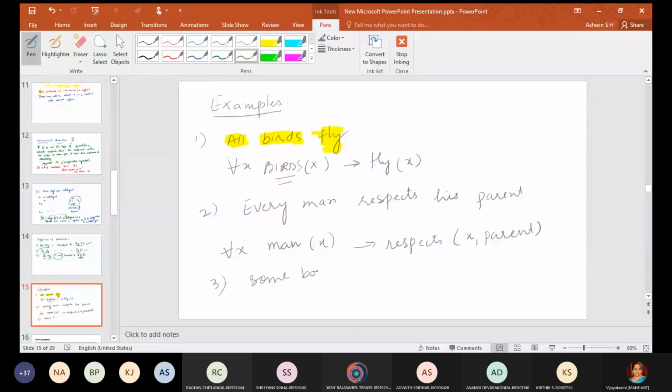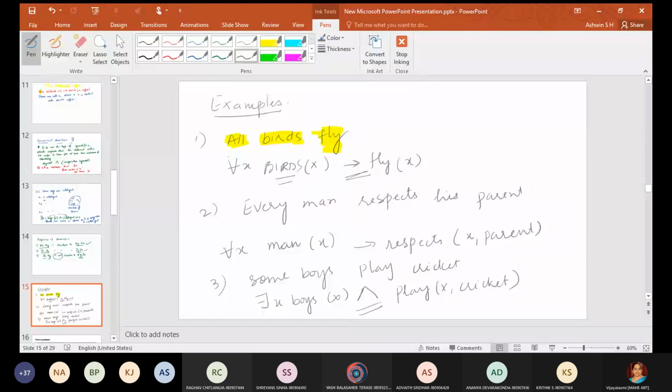Some boys play cricket. So this comes into picture: boys x and play x cricket. Please note that whenever you are using the universal quantifier, it is the simple implication, whereas in this case you have to use the conjunction symbol, which we discussed last class. So you are using the and symbol in this case.